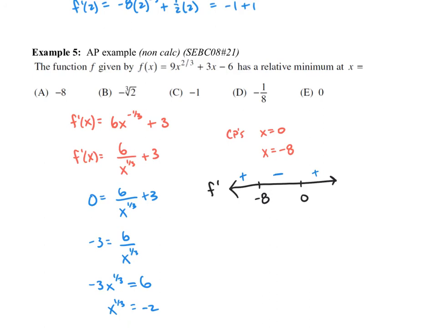So what we have for a relative minimum on the graph of f is a sign change from negative to positive, which is going to be when x is equal to 0.